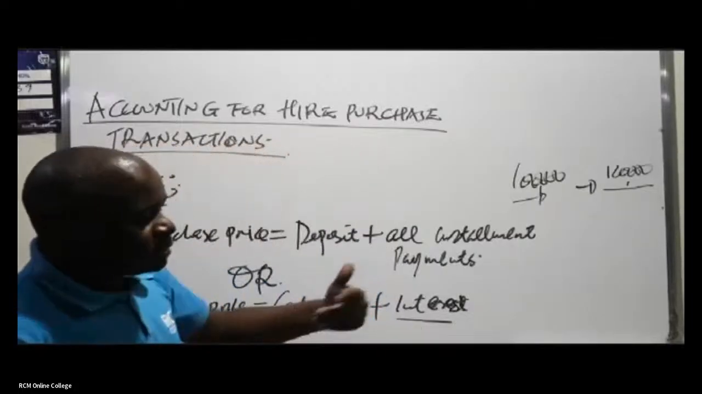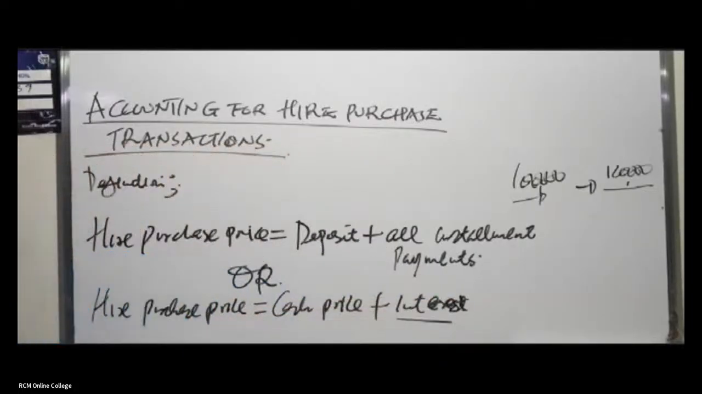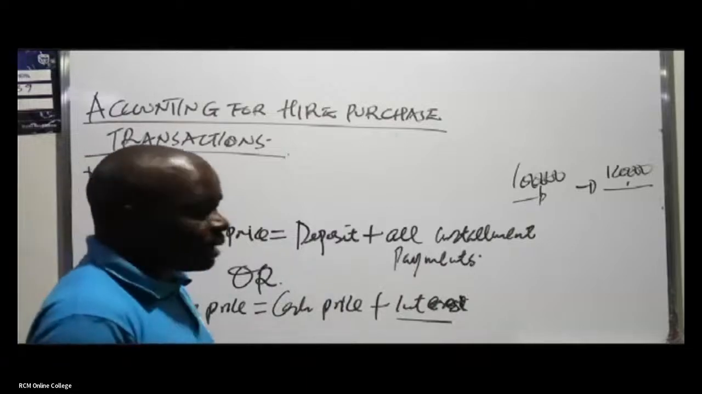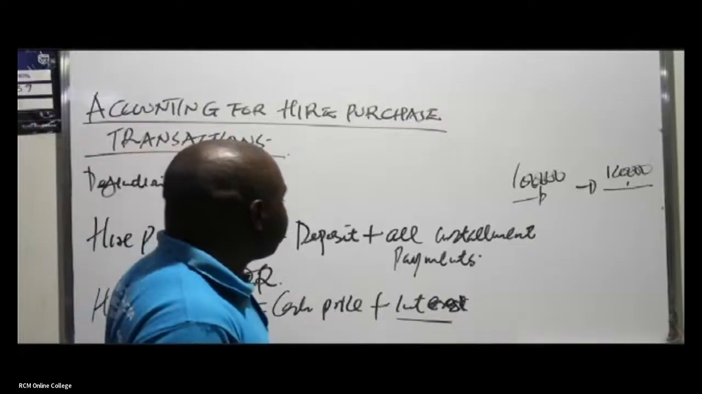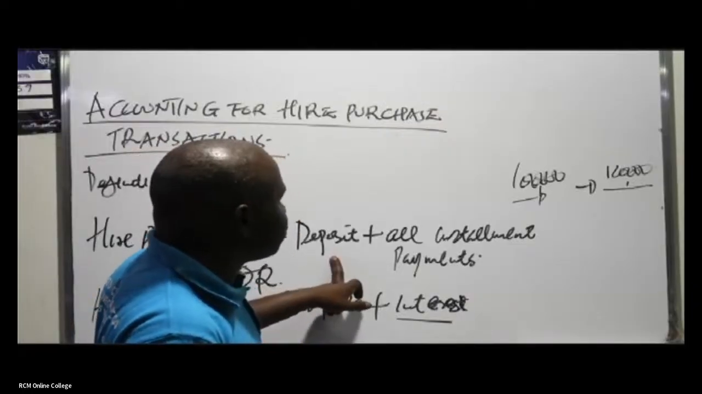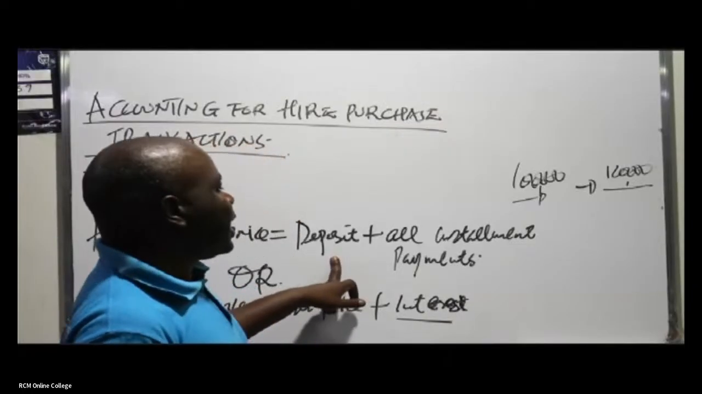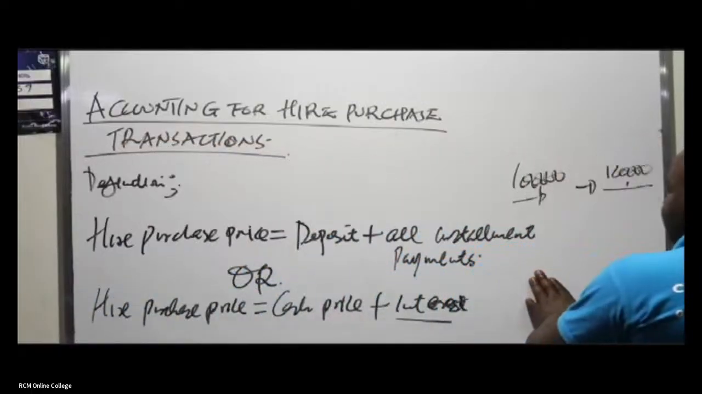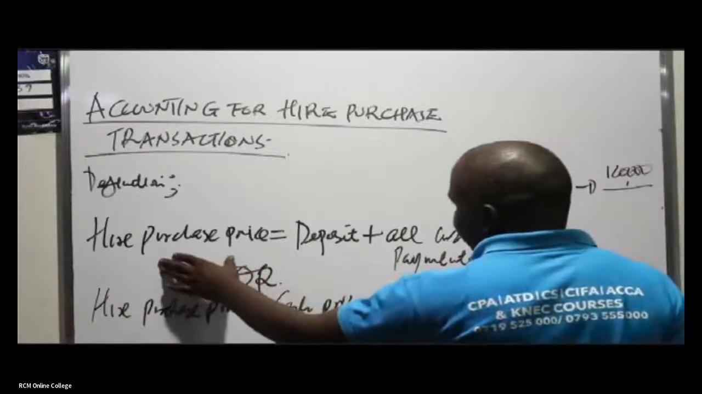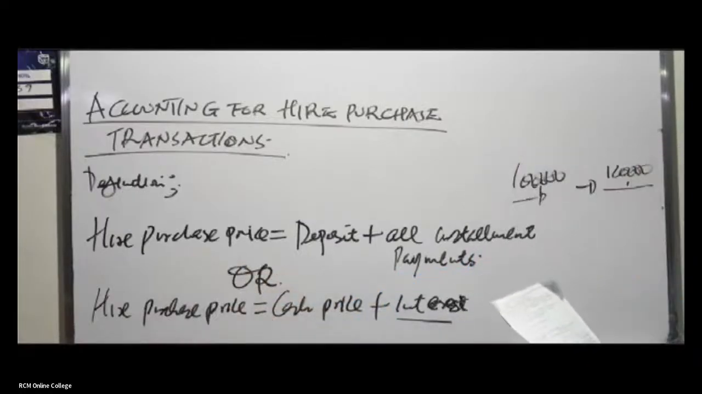It's like they have given you leeway. You are holding their money for a long period of time, and therefore they charge you interest over the cash price. Or you can take the deposit you agreed with the owner of the goods and add on all the installment payments you'll make over a particular period of time. That should give you the hire purchase price.